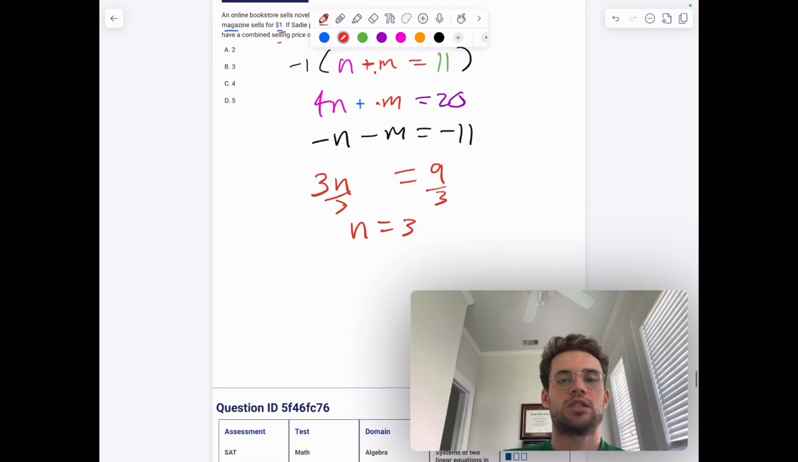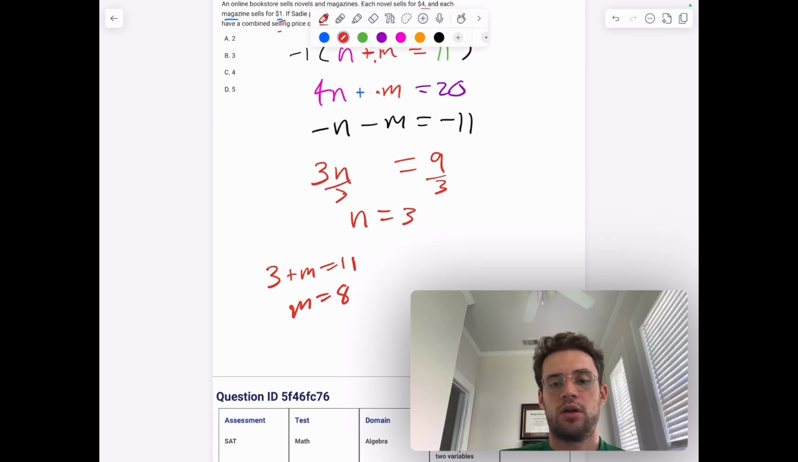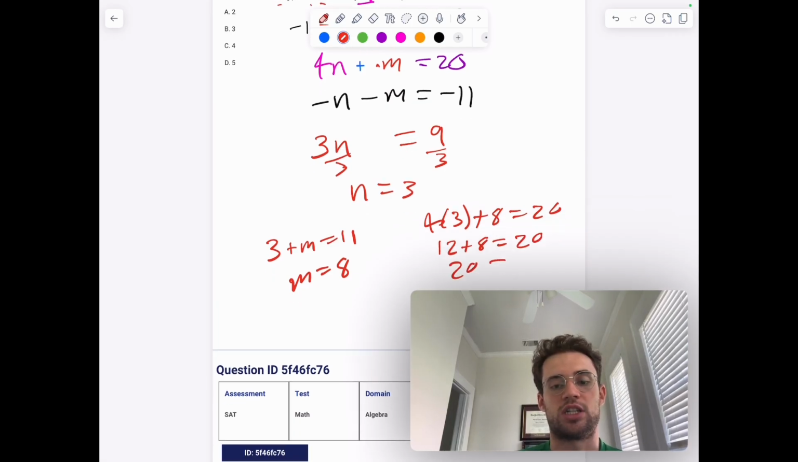Now, if you want to check this, just plug it back in. You can figure out what m is. So if n plus m equals 11 and n is 3, that means 3 plus m equals 11. So m is 8. And then plug it into the other equation. 4 times 3 plus 8 equals 20. 4 times 3 is 12. 12 plus 8 is, in fact, 20. So that checks out.